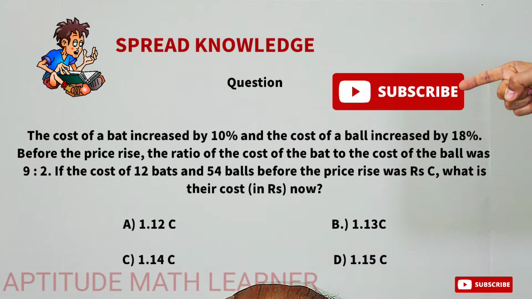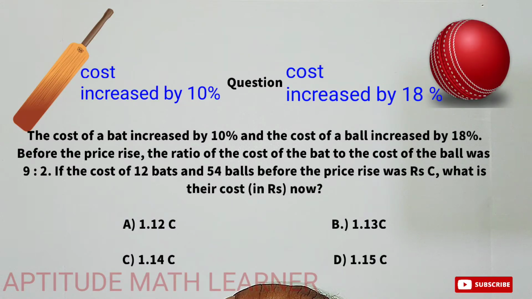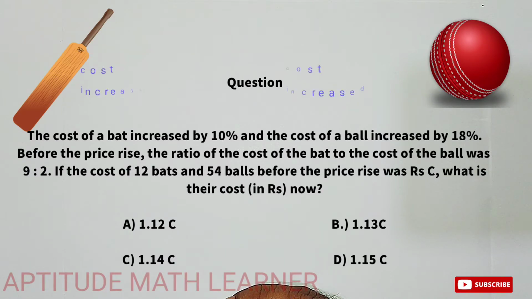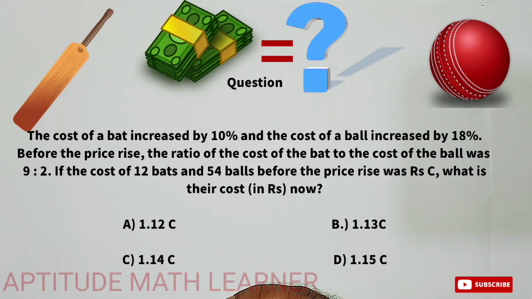Guys, today we are here with another interesting question, and that is: the cost of a bat increased by 10% and the cost of a ball increased by 18%. Before the price rise, the ratio of the cost of the bat to the cost of the ball was 9:2. If the cost of 12 bats and 54 balls before the price rise was rupees C, what is their cost in rupees now?